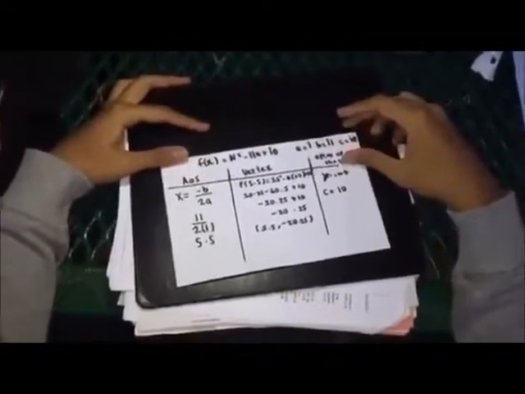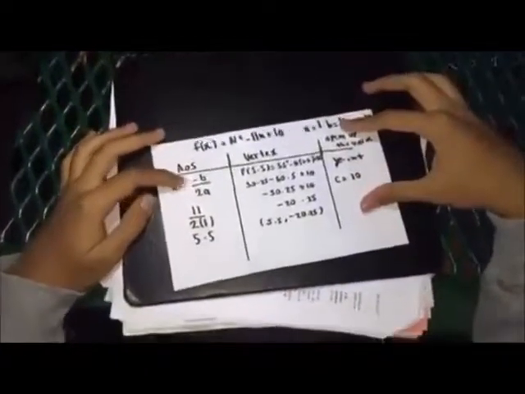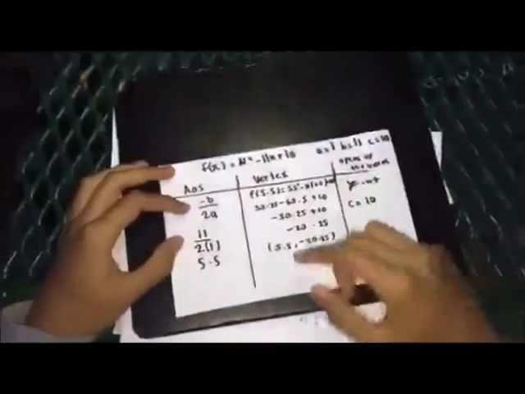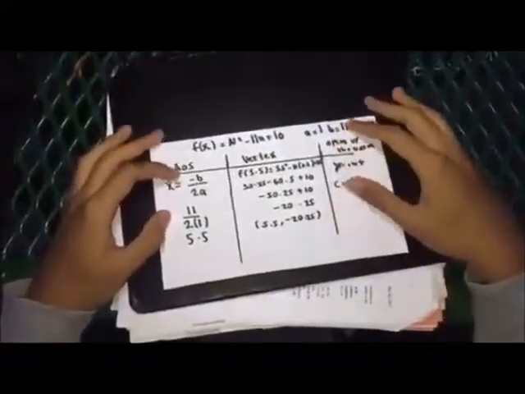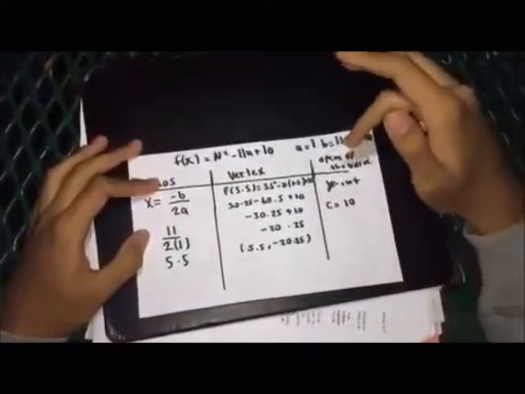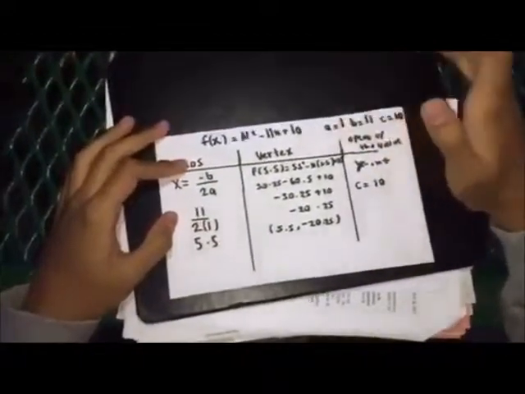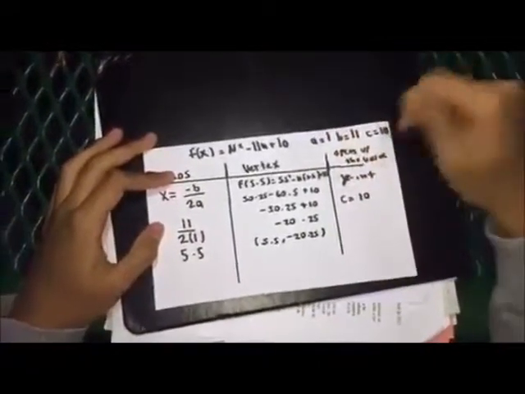Alright, so before graphing our equation, we need to find the AOS, the vertex, if it opens up or down, and the y-intercept. So the formula for AOS is x equals negative b over 2a, and when we do all the work, we get 5.5. When we get 5.5, we plug it into the equation for every x value, and then we get 5.5 and negative 20.25 as our coordinates. And then we know that it opens up because the a value is positive, so it's positive 1, and the y-intercept is 10 because c is 10.